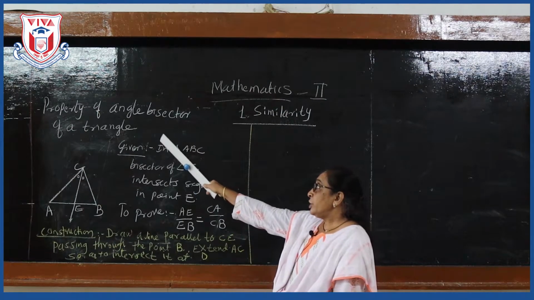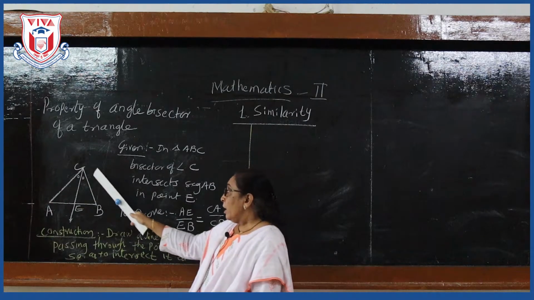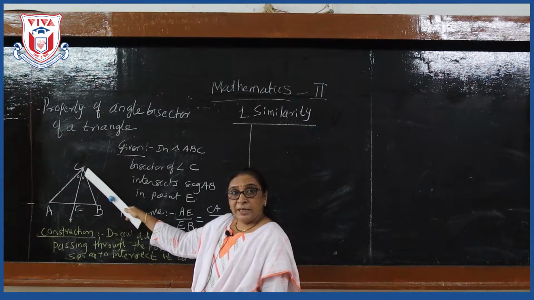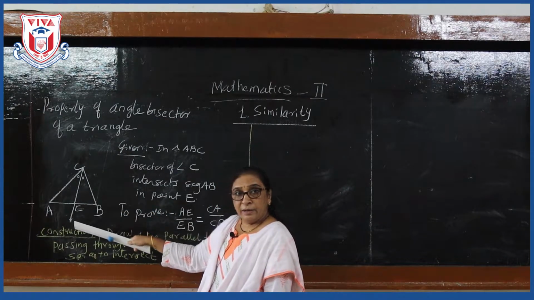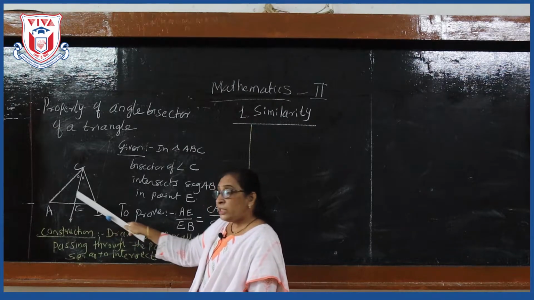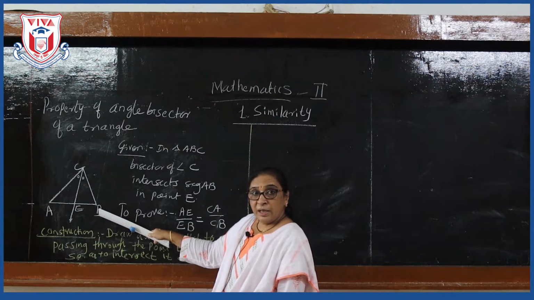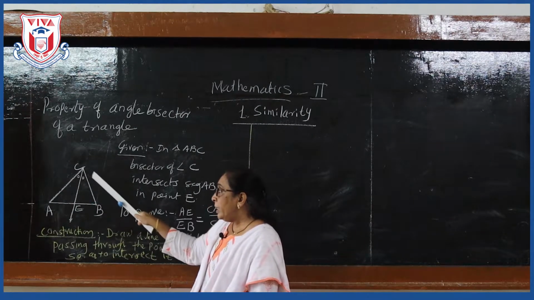The next part is the property of angle bisector of a triangle. The statement of this property is what? The bisector of the angle of a triangle divides its opposite side in the ratio of the remaining sides.